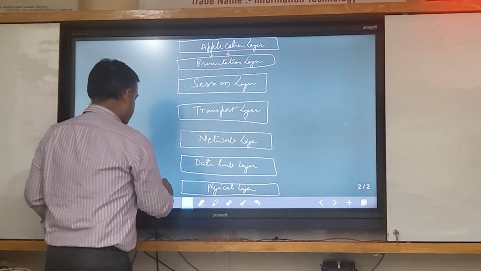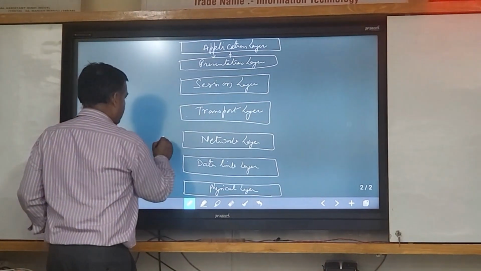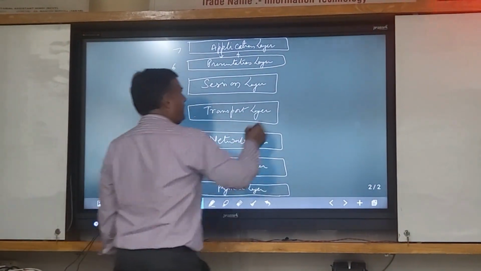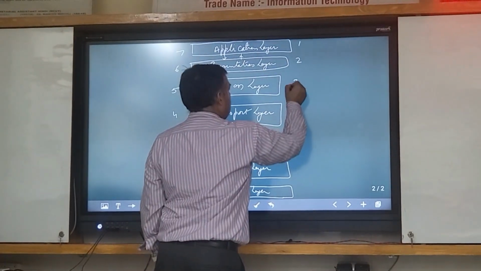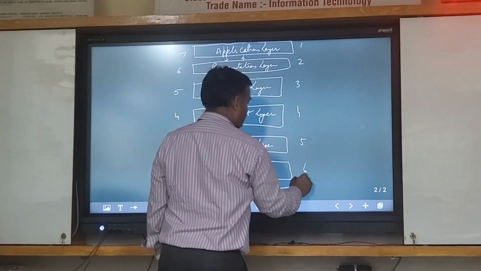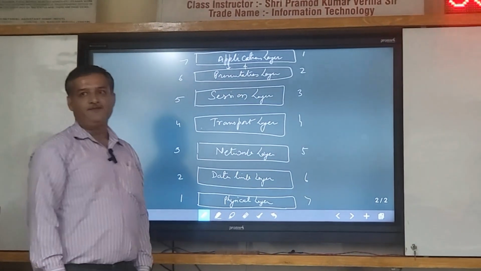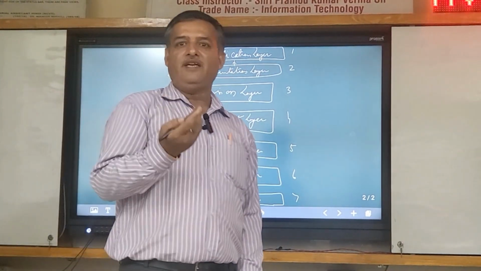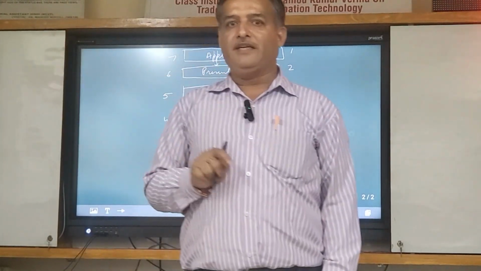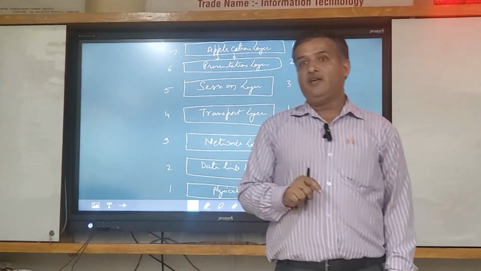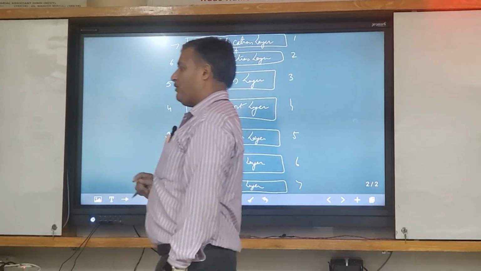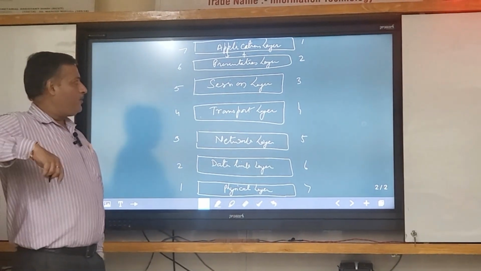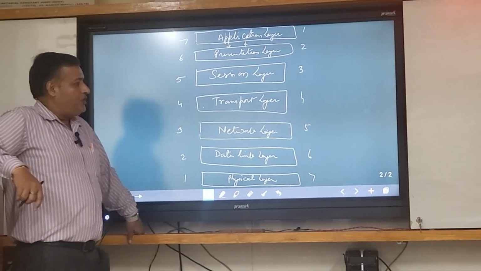So somewhere it is 1, 2, 3, 4, 5, 6, 7, and somewhere it is 1, 2, 3, 4, 5, 6, 7. We will discuss all this. Somewhere the numbering starts from the bottom side and somewhere it starts from the top side. So this is the main concept which you have to learn, and this is how I am going to teach.